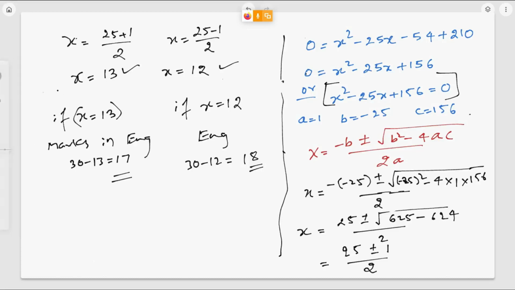Don't stop the problem here itself. Few of you just find this x, solve the quadratic equation and leave it here itself. You need to find both the marks, right? Marks scored in maths and then English.